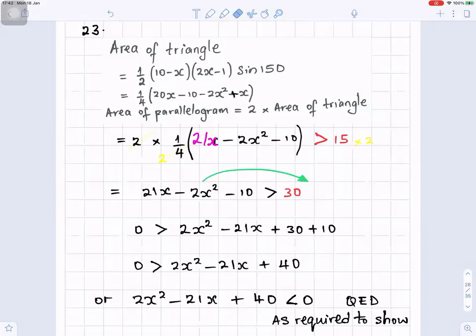So I don't need to put the equals there. So we'll have 2x squared minus 21x plus 40 is less than 0, because if you swap them, it's like 0 is greater than that, or that is less than 0. QED means as required to show.